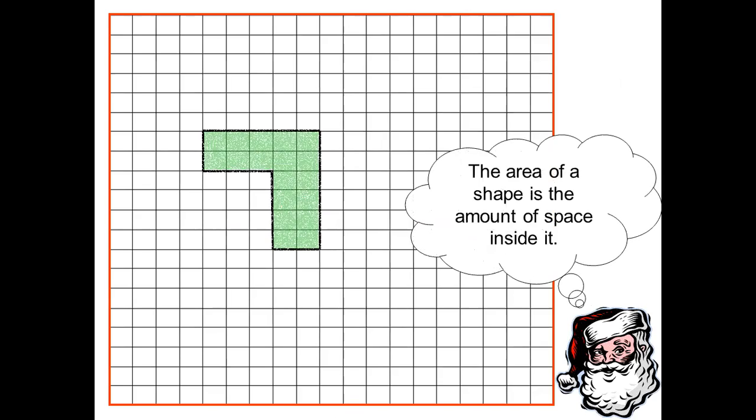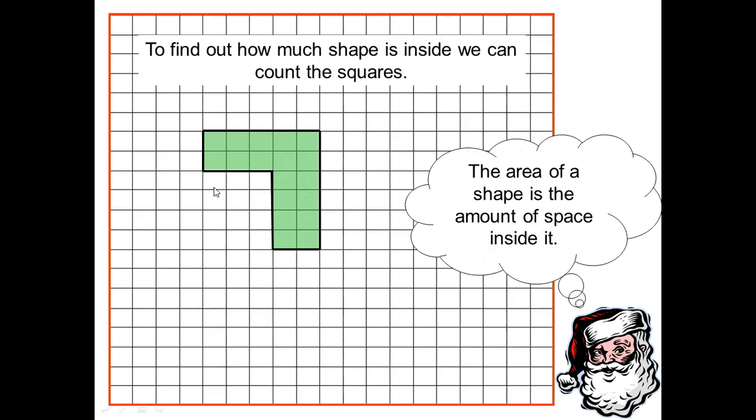The area of a shape is the amount of space inside it. If I have a compound shape like this inside a grid, I'm going to count the squares from inside: 1, 2, 3, 4, 5, 6, 7, 8, 9, 10, 11, 12, 13, 14, 15, 16, 17, 18. So the area of this compound shape is 18 centimeters square.